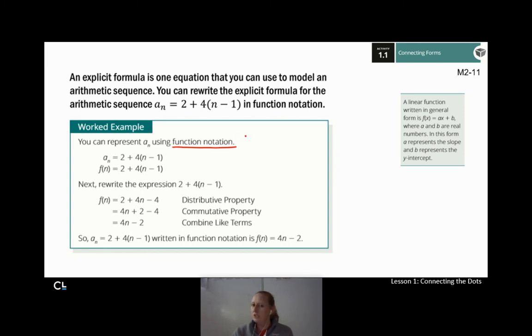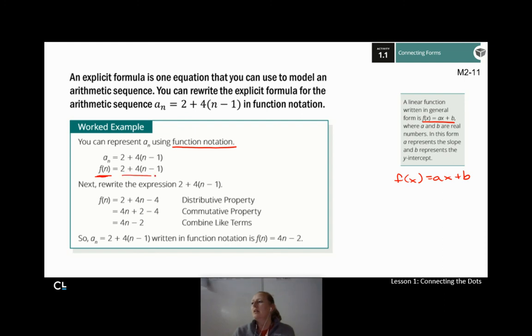So earlier, way back in the first unit, do you remember how we said that a linear function is usually written as f of x equals ax plus b? You already know b is the y-intercept. So here's what we're going to do. Instead of a sub n, I'm going to rewrite that as f of n. We're just using an f for function. We used a for arithmetic. Now we're going to use f for function.